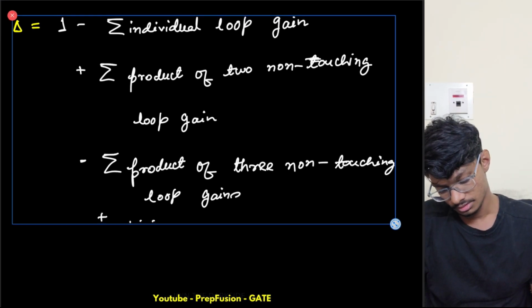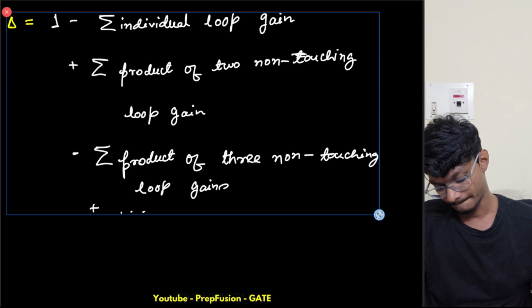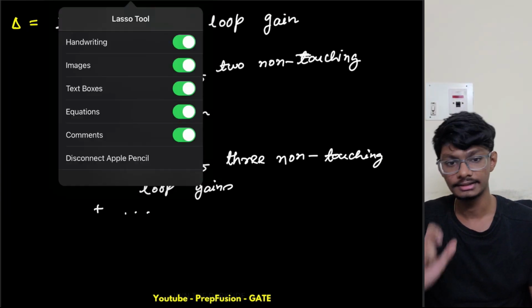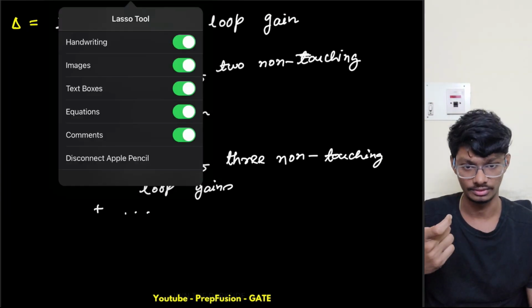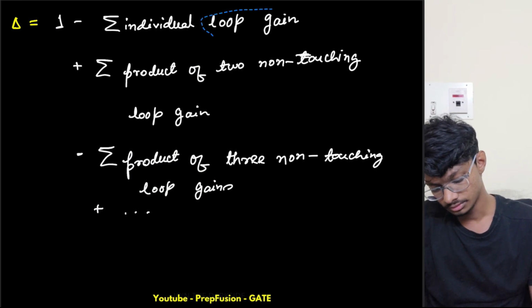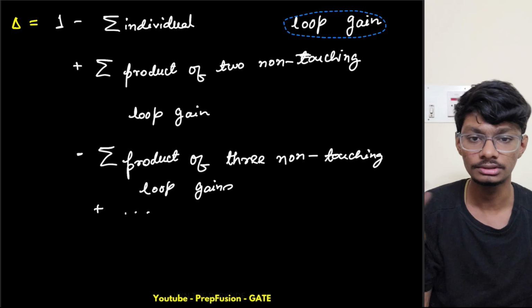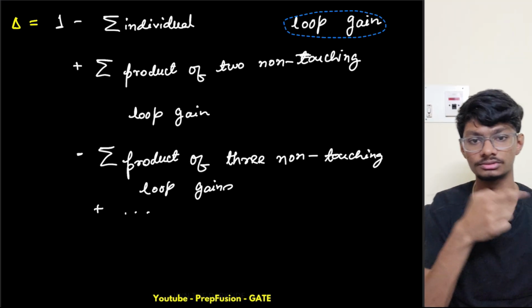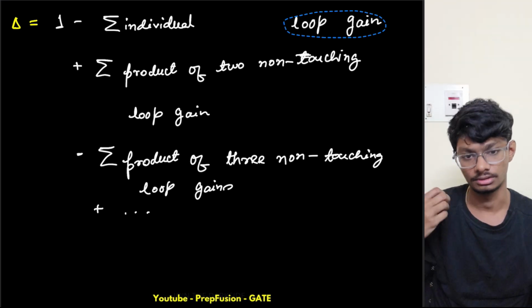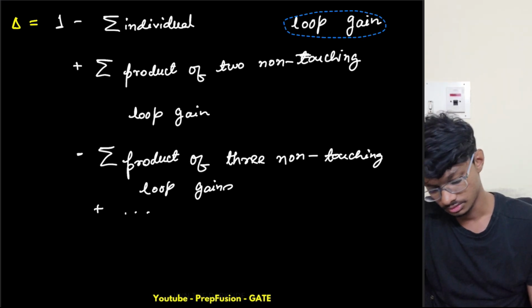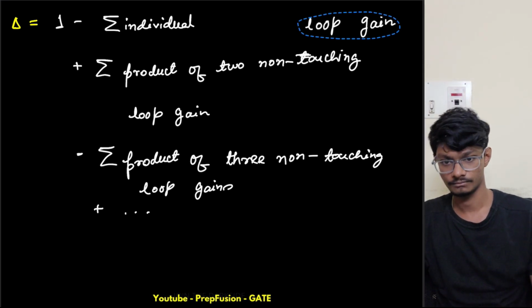I will just simply add the extra term, isolated. Isolated means they are not touching the forward path. For that particular forward path, that loop is not touching the forward path. So that is what an isolated loop gain means.